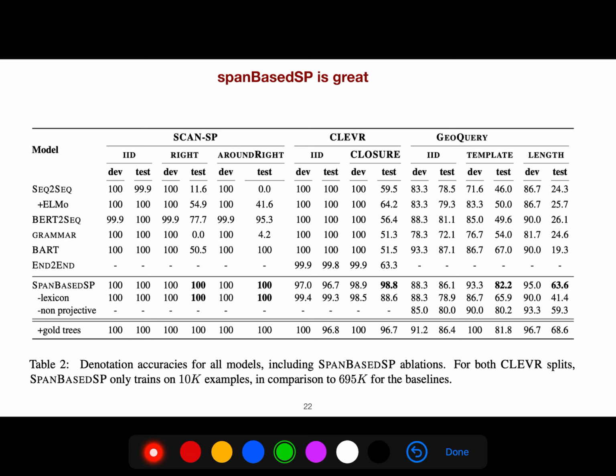And this is a span-based semantic parser. So this is for lexicon non-projective. You see the accuracies are quite high. It's very nice. Except this one, 68, which is for the dataset GeoQuery. And so you see the scores of almost all of them are higher than 80%, which is 30% above chance.